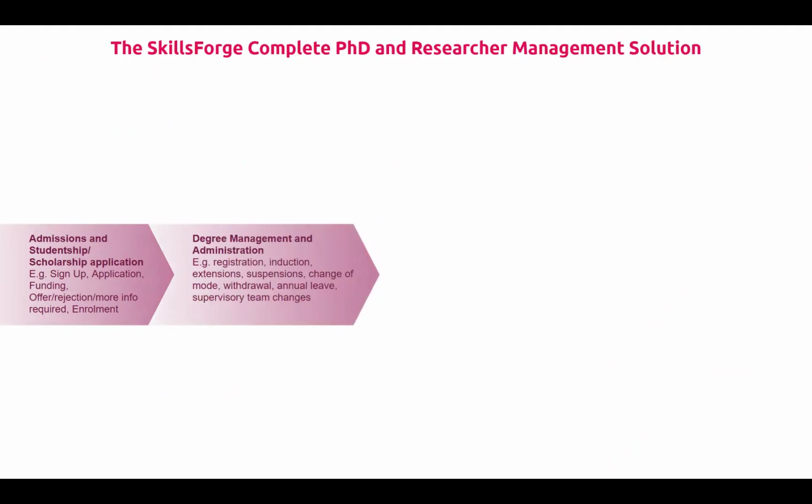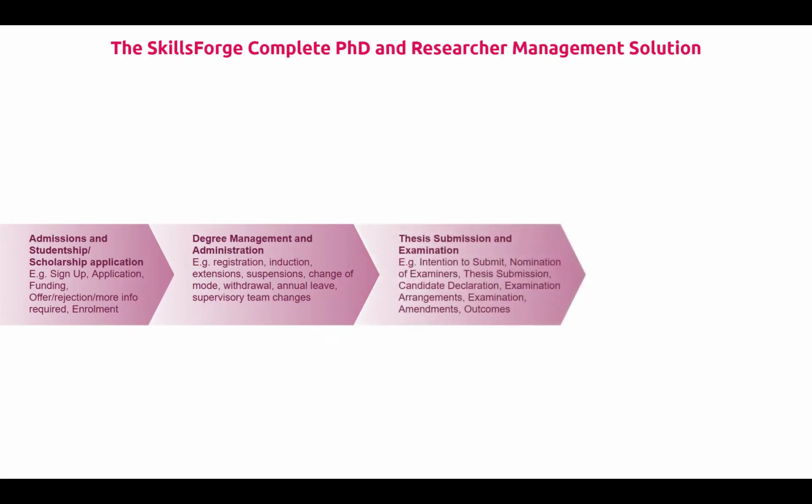So moving on to the next slide, we call it the Complete PhD and Research and Management Solution. And it starts with PhD admissions, so a prospective PhD can use the SkillsForge admissions module to apply to do a research degree at a particular university. Once the student arrives, degree management and administration takes over. So any change to that degree course is actually managed within this module. So something like a request for extension for, say, the dissertation submission would be done here, and all dates of milestones would automatically recalculate once that extension request has been authorized.